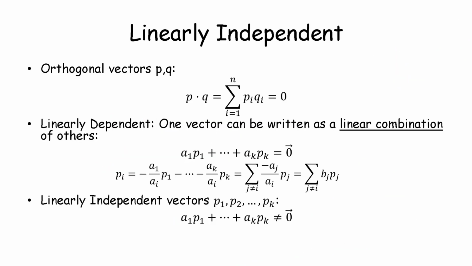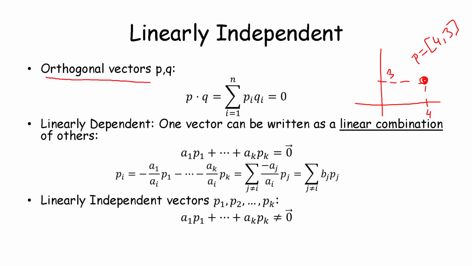Let's now discuss some of the special types of vectors and matrices. A vector is an array of numbers. For example, p equals (4, 3) is a vector in two-dimensional space with x-coordinate 4 and y-coordinate 3. Orthogonal vectors are those when you take the dot product, you get 0. The dot product of two vectors is defined as the sum of the products of their individual components.